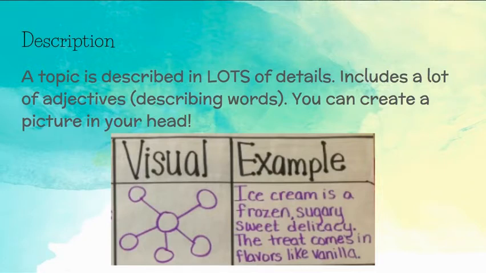We're not going to worry too much about the visuals when it comes to text structures right now, but realize that you would use a web in order to show what you learned. Some other examples of a description text structure might be describing animals. You might hear about their size, their body coverings, what they look like. That is a common way that a description text structure is used in informational text.